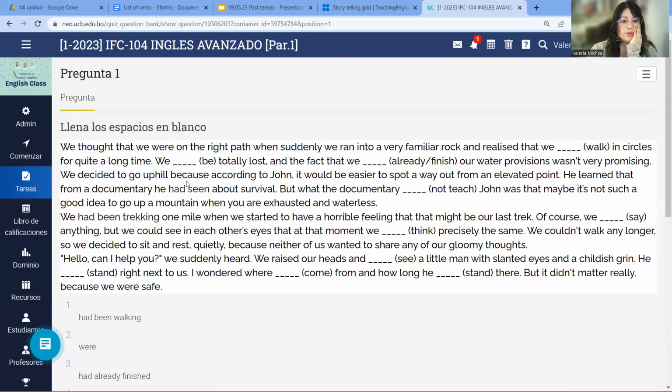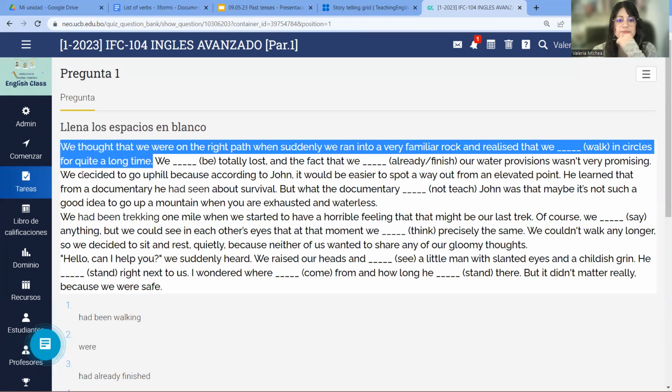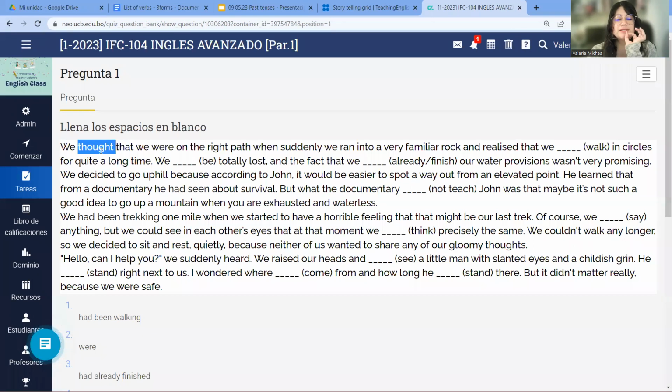What do we have here? We thought that we were on the right path when suddenly we ran into a very familiar rock and realized that we walked in circles for quite a long time, right? So that's the first part of our story. We have a past tense here. We thought, so we already know that this is something in the past. We were, past, finished action, when suddenly something unexpected happened. What happened? We ran into.